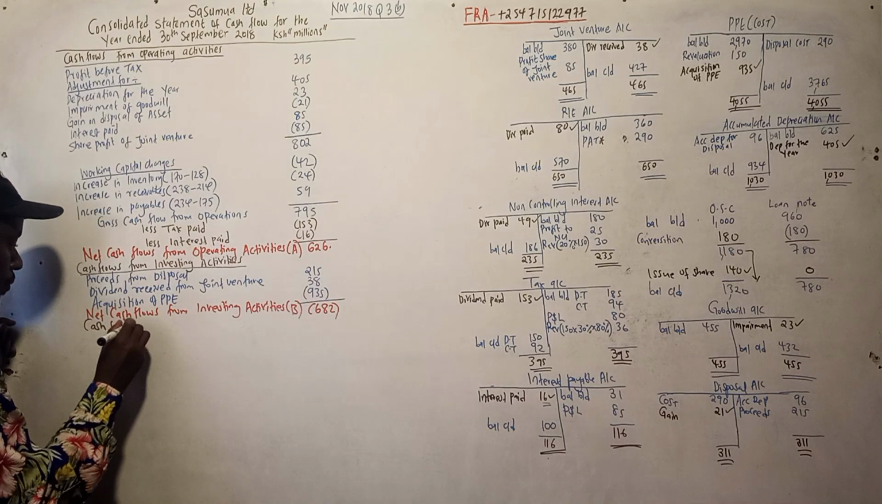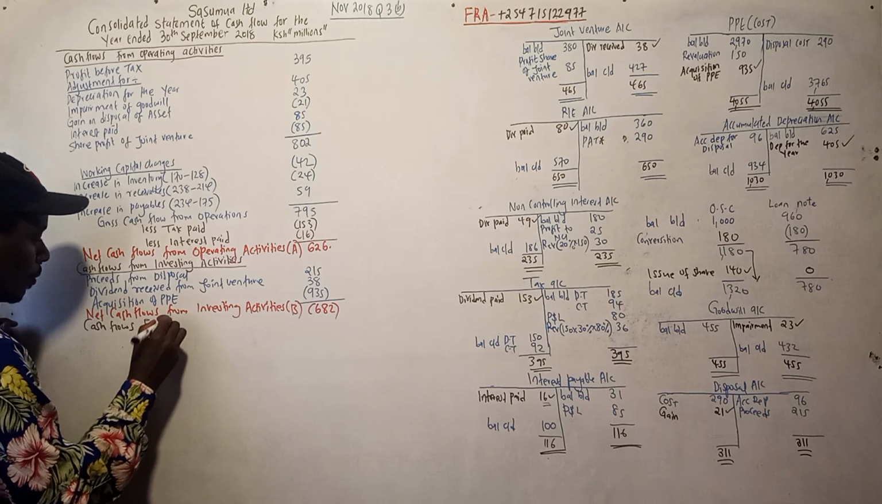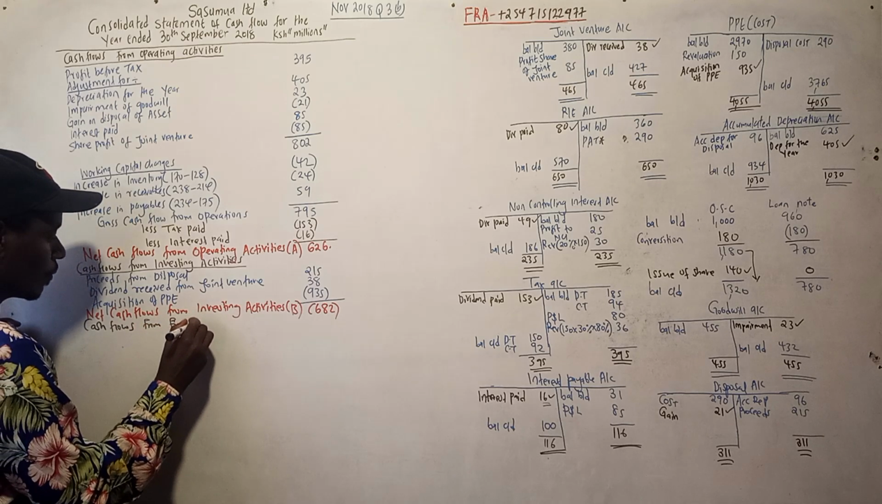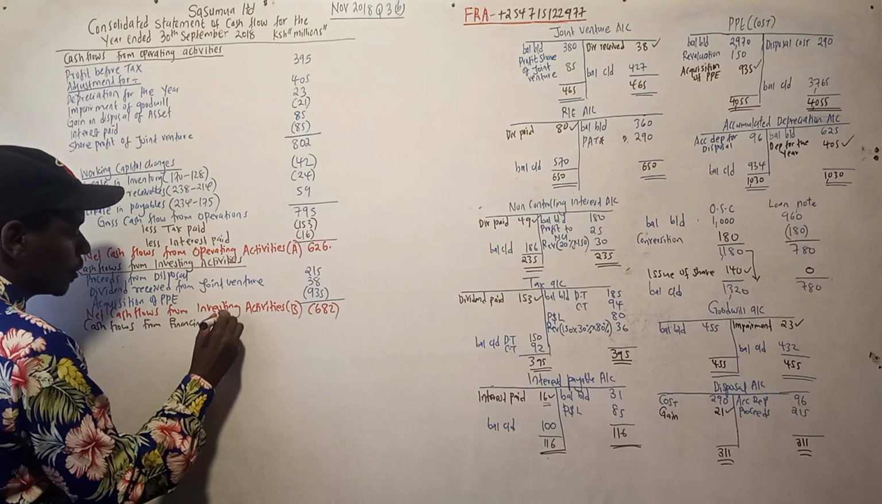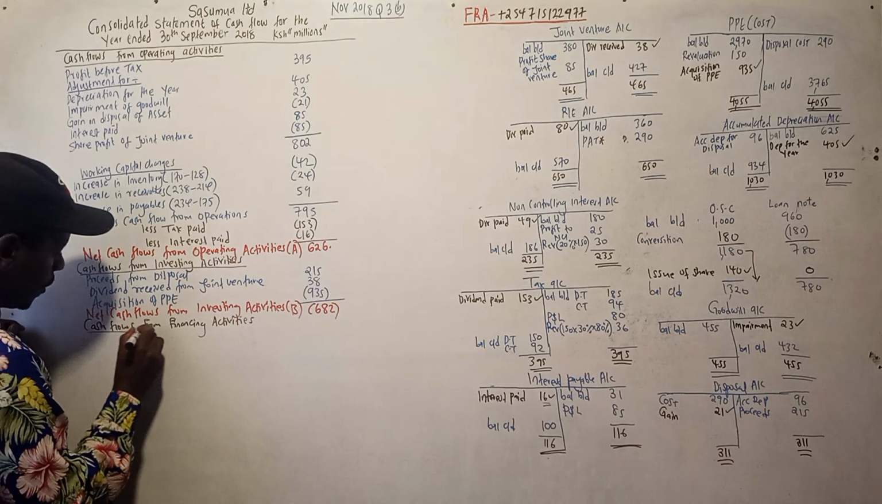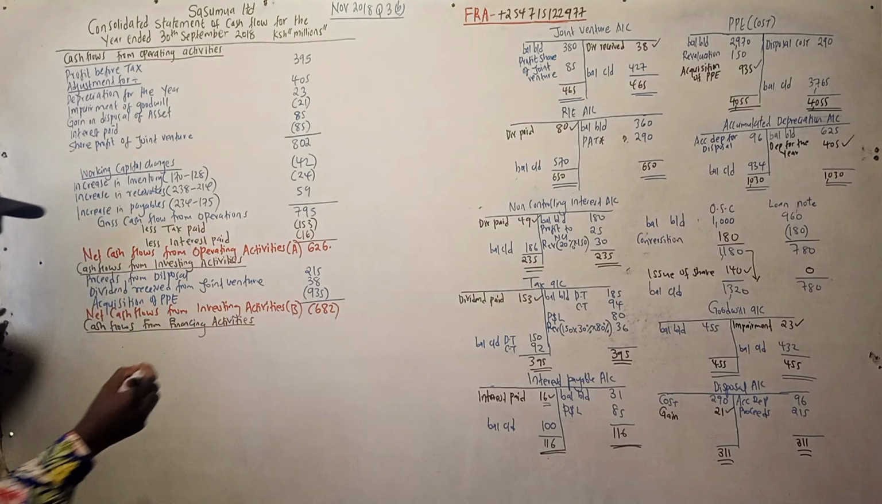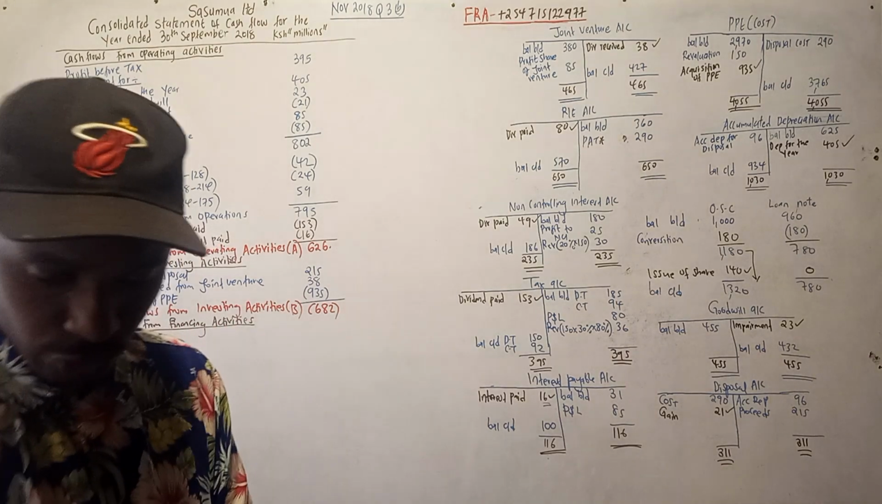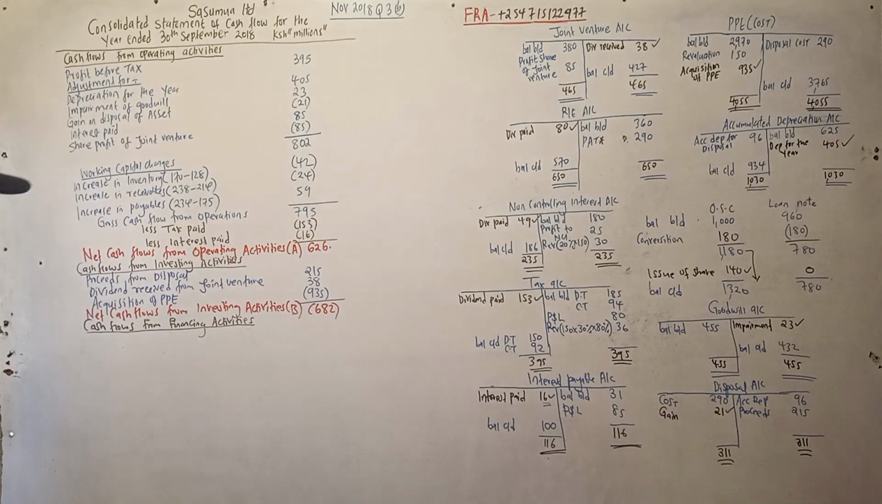Cash flows from financing activities. I hope this black pen is visible, because it is on a strike. It has refused to write.